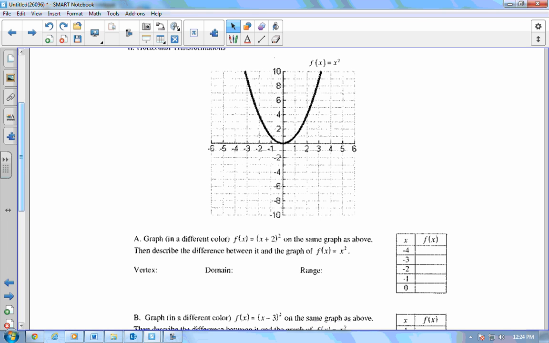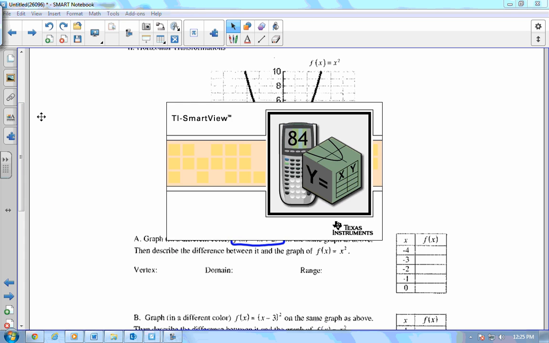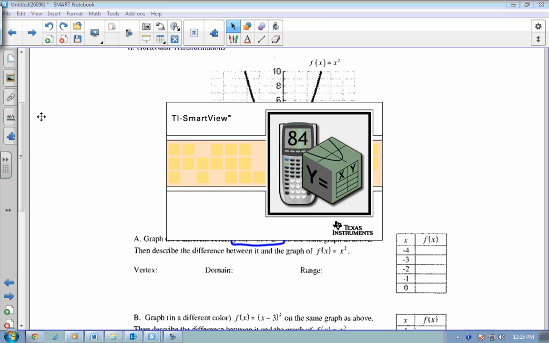If you open up your calculator, the parent function's already graphed. We're going to have our calculator graph this one so that we can see what happens. We can do it faster. So open up your calculators. Does anyone already know how to graph on a calculator? What button you go to? AJ, what button do you go to?